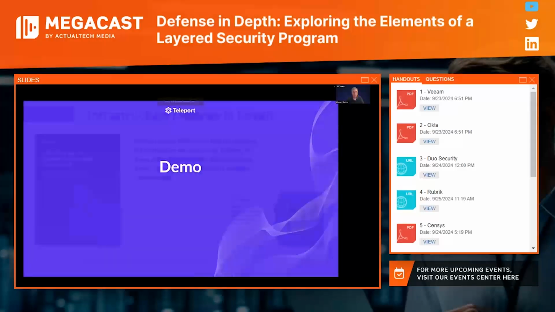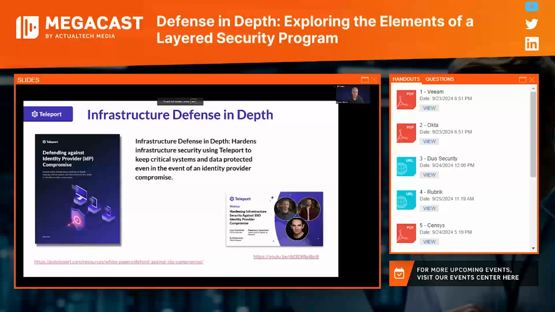Now, in terms of next steps, we recommend reading a particular white paper that helps to review how to harden your infrastructure. Really recommend that as next steps for you, and hope you've enjoyed this session.